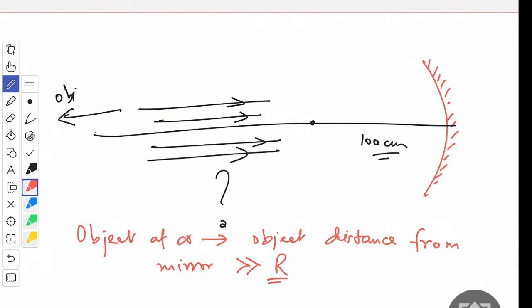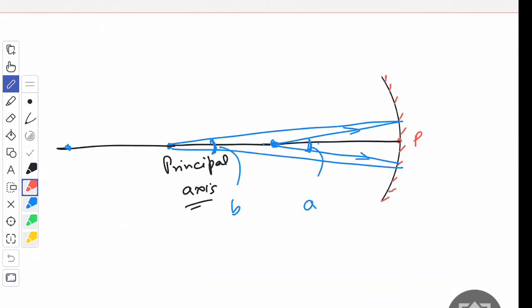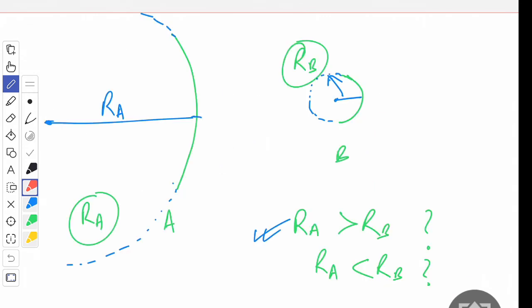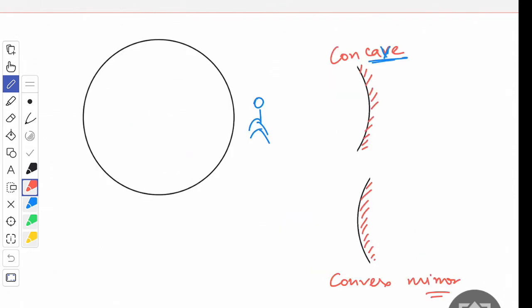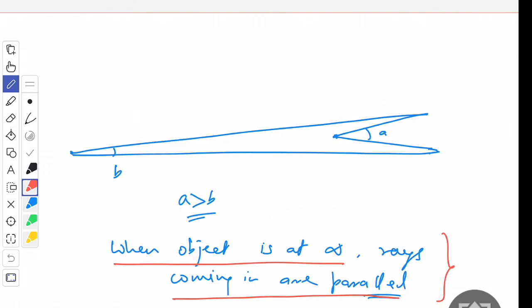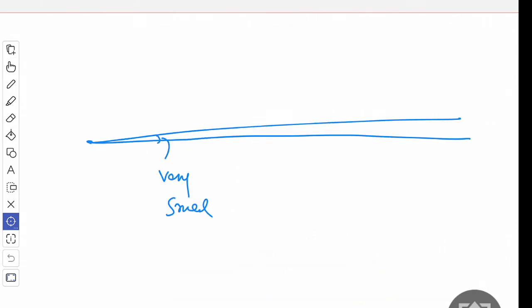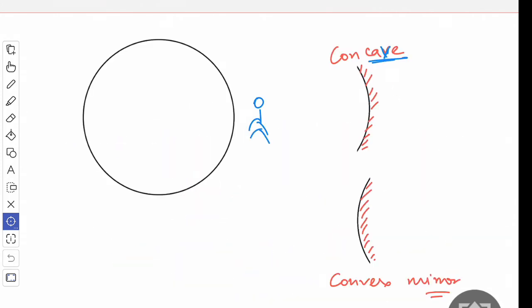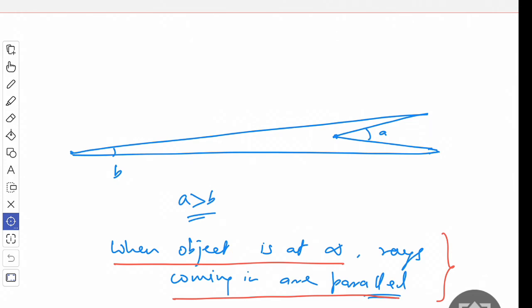Okay, now I would like you to take notes. What are the notes? First of all, what is a concave and convex mirror? Second, I want you to understand why, when an object is at infinity, the rays coming in are parallel. Why is that the case? These are two things that I would like you to note down. Take your time.